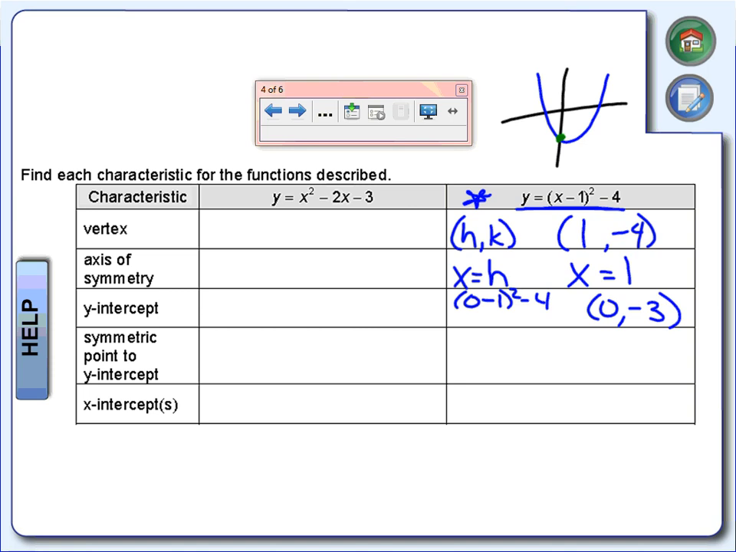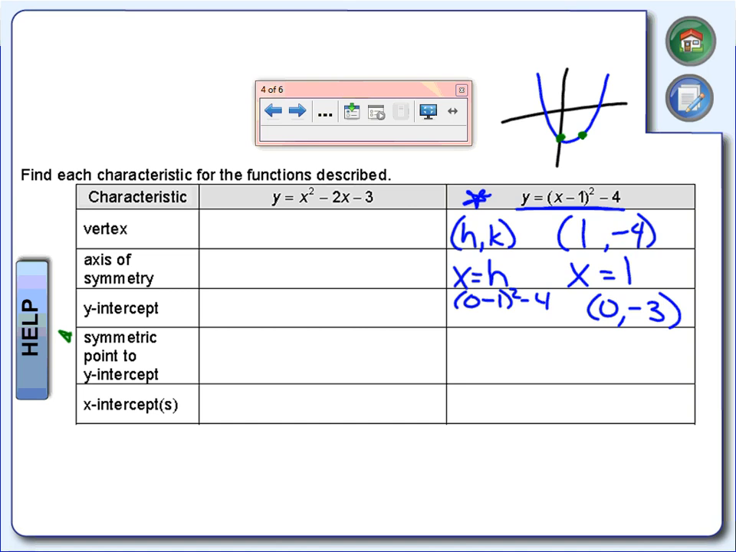The symmetric point to the y-intercept is the one we're looking for. So what we're looking for is this point directly across from it, the one that's right across. Look at your calculators, and tell me what that point is that's directly across from the y-intercept.